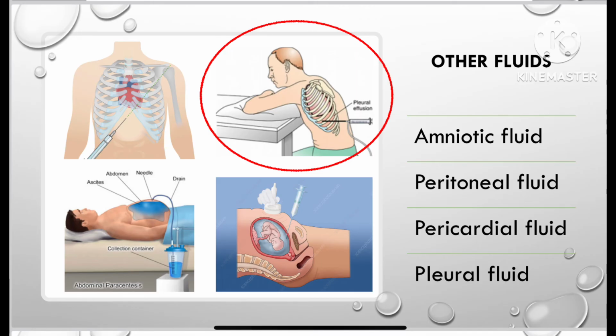Pleural fluid is a serous fluid produced by the serous membrane covering the normal pleura. So the pleura is the lung lining, the lining of the lungs. Most fluid is produced by the exudation and parietal circulation via bulk flow and reabsorbed by the lymphatic system.